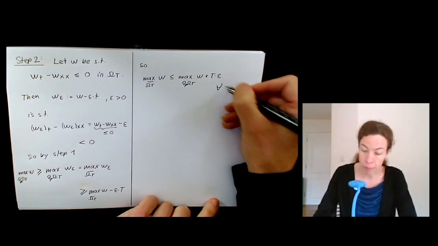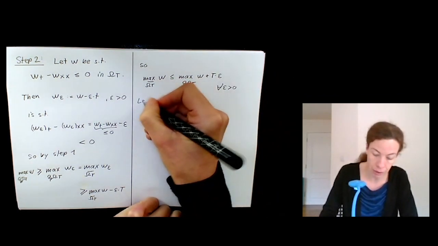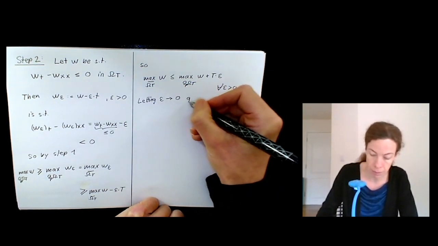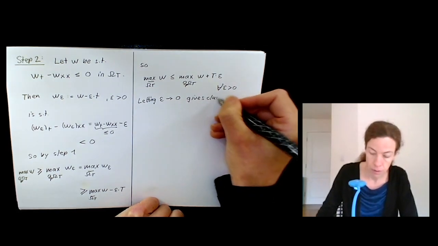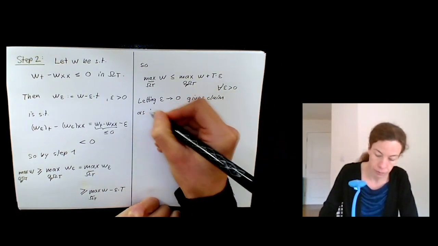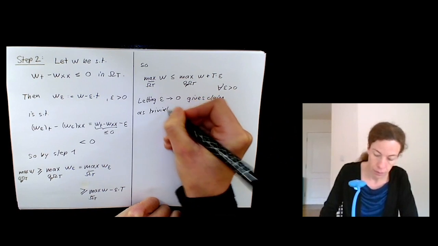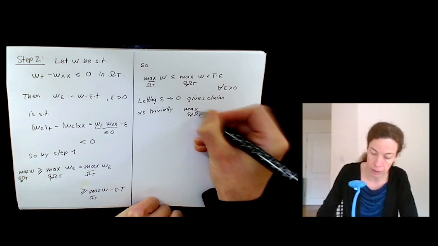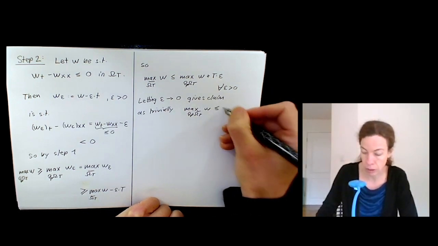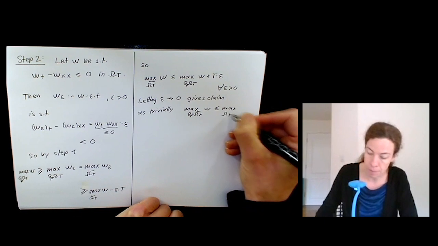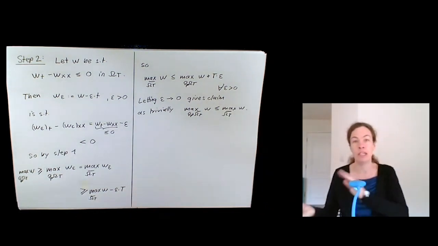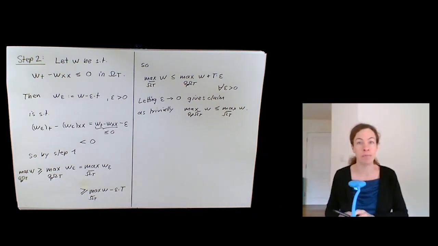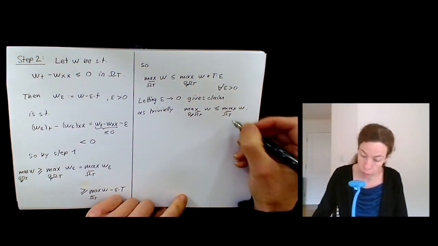So this holds for every single epsilon positive, and letting epsilon go to 0 gives the claim, as we trivially have that the maximum over the parabolic boundary of the domain of W is always less than or equal to the maximum, and letting epsilon go to 0 gives me the non-trivial inequality. Hence I do have equality as I claimed in the theorem. So this completes the proof of the theorem.